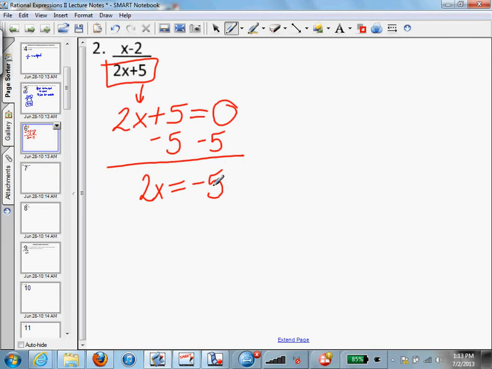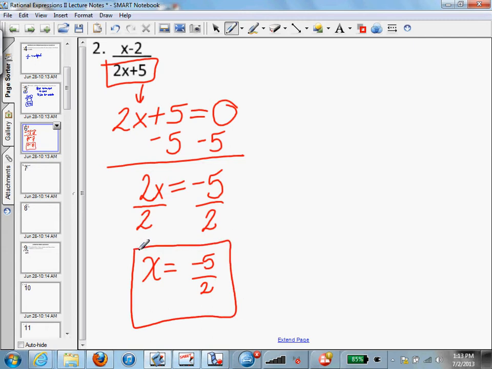Now to get x by itself, notice that 2 and x are beside each other, meaning they're multiplied together. To break them apart, you do the opposite of multiplication, which is division. So you divide by 2 on both sides, and x is equal to negative 5 divided by 2, or negative 5 halves. When you plug that in for x in the original expression, it will make the denominator equal to 0, making the rational expression undefined.